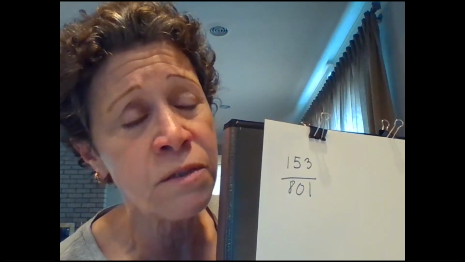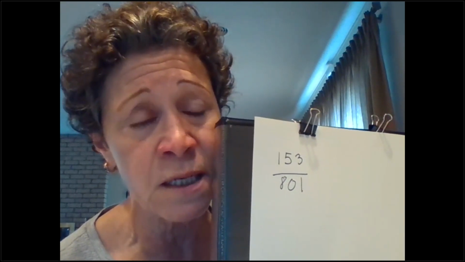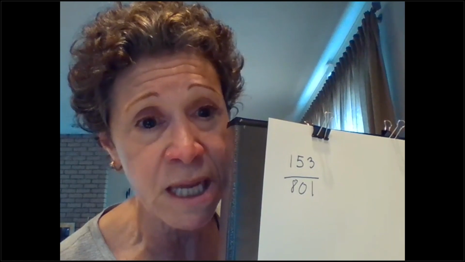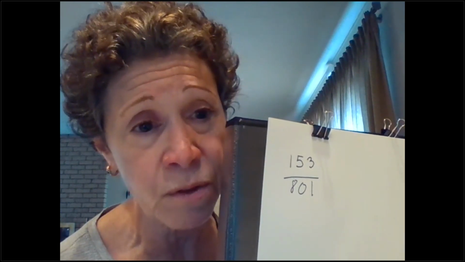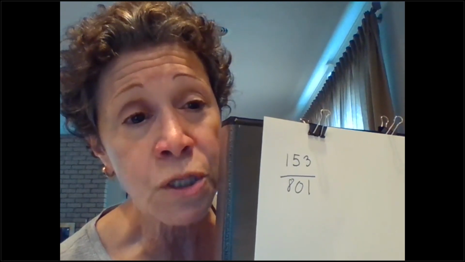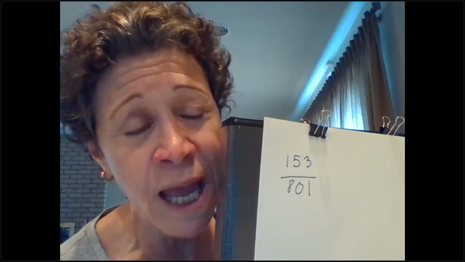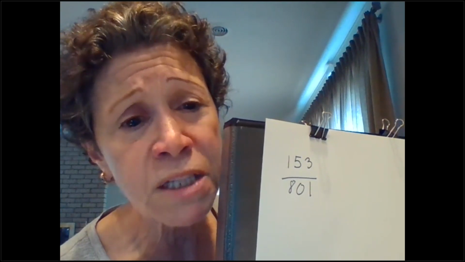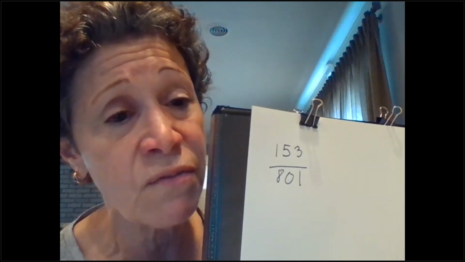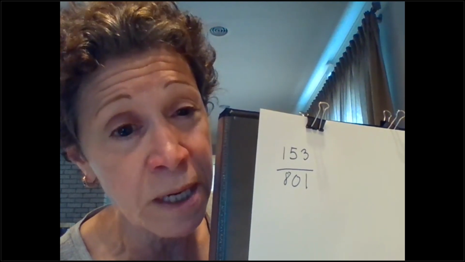So if I use my divisibility rules, first of all, this does not end in a 0 or a 5, so I know these numbers are not both going to be divisible by 5. Doesn't end in a 0, so not divisible by 10. Doesn't end in an even number, 3 and 1 are odd, so I can't divide by 2. Now I'm going to add up the digits in the numerator. 1 plus 5 is 6, plus 3 is 9. And one of the rules is that if the sum of the digits is divisible by 9, the whole number is divisible by 9.